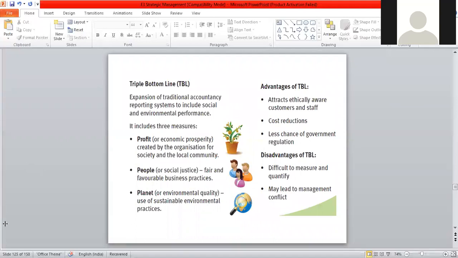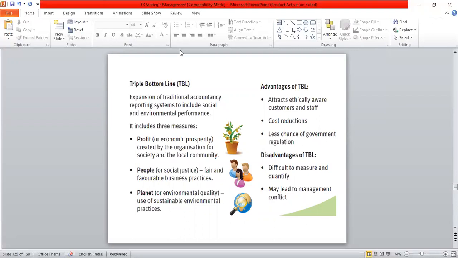After that, we have another concept called the triple bottom line. Triple bottom line is focusing on three P's, what we call profit, people, and planet. Okay, that's the concept of triple bottom line. It is an expansion of traditional accountancy reporting systems to include social and environmental performance.